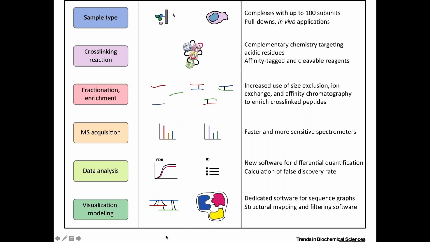We can also pull down the target of interest and do cellular proteome cross-linking reactions, and also in vitro protein complex interaction, and characterize it with a similar proteomics workflow. There are statistical data analysis tools like false discovery characterization, and also visualization and modeling in the final step.